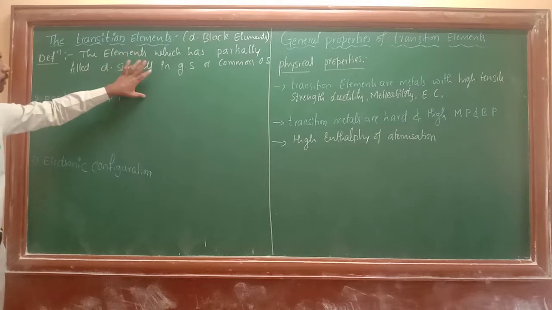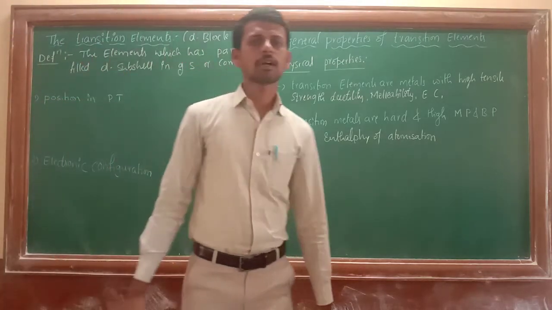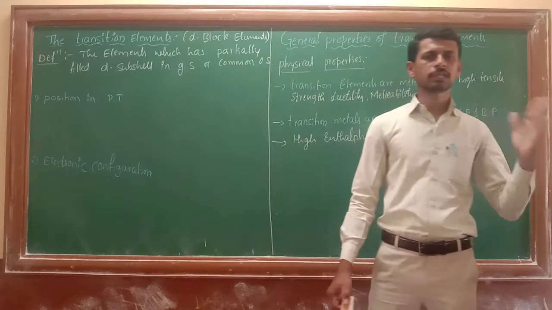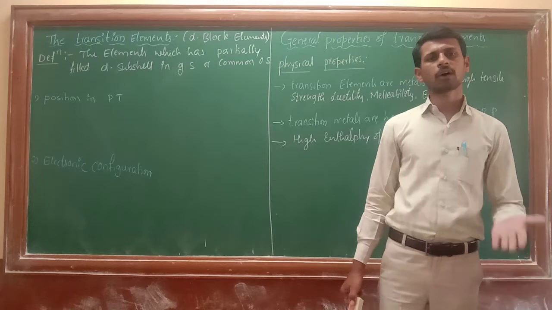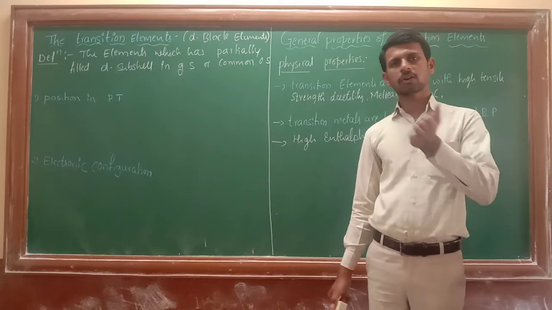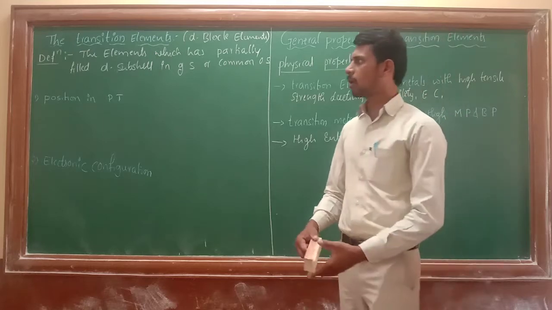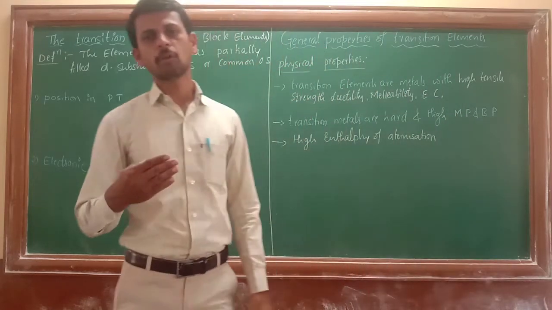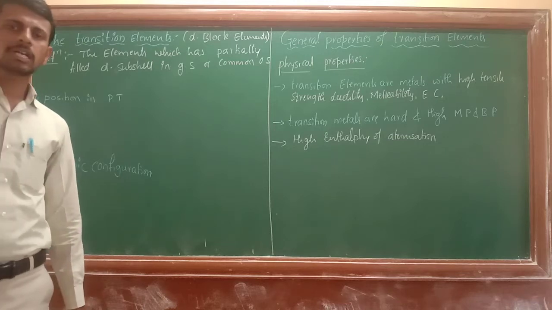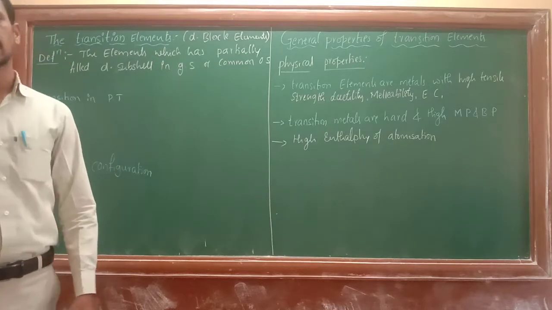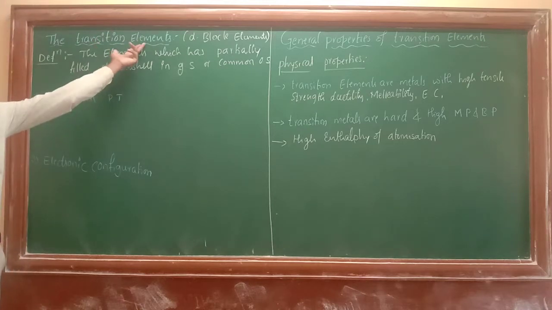Then why do we call them transition elements? Because the D block elements lie in between the S and P blocks. Therefore they have the character of S as well as P, or the properties of the D block elements gradually change from metallic to non-metallic character. Therefore, we call them transition elements.